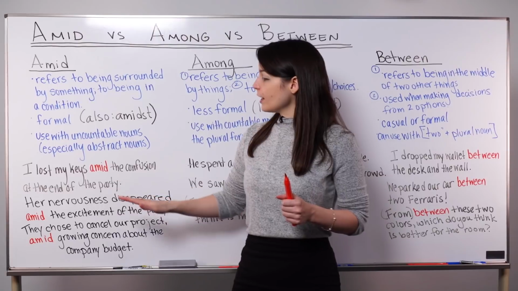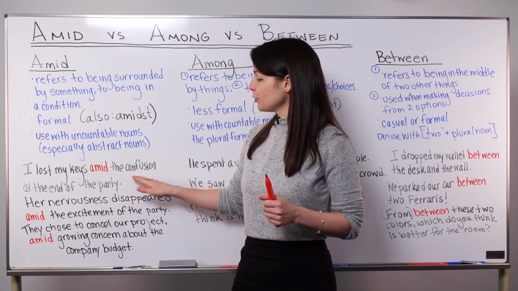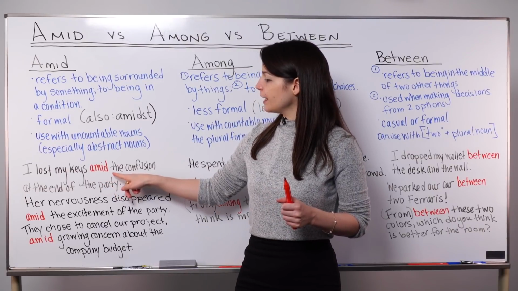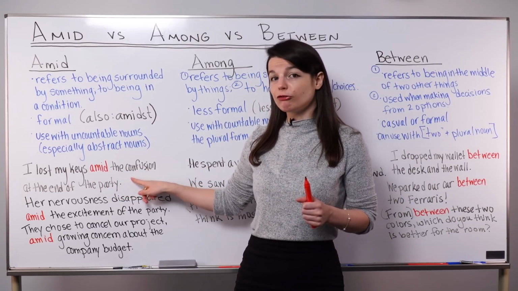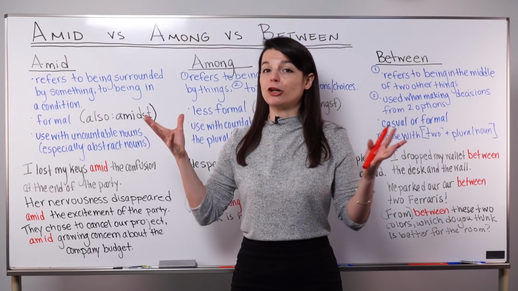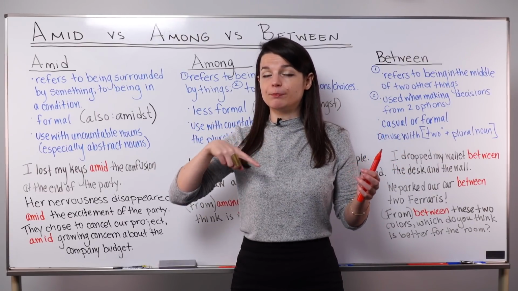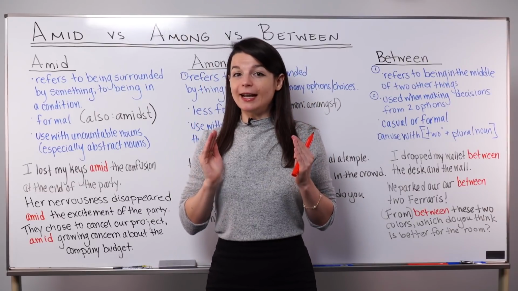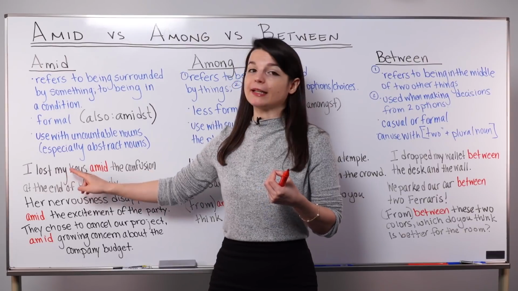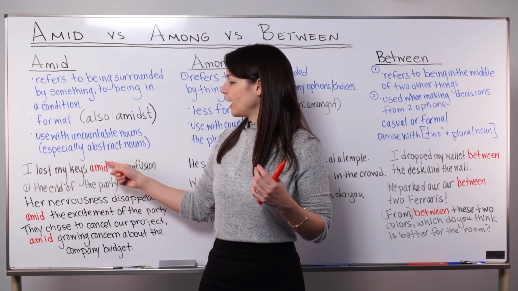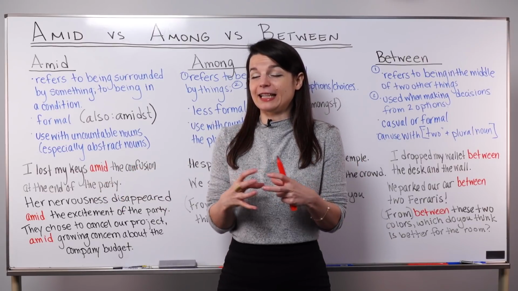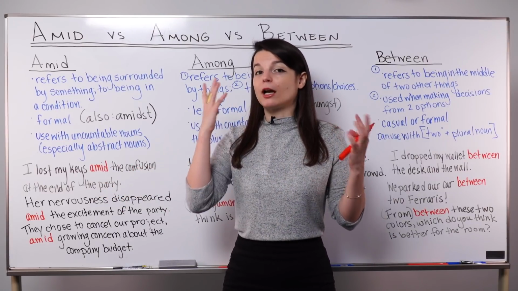First one. I lost my keys amid the confusion at the end of the party. So here, amid comes before the noun, the confusion. So confusion, this is not an object, this is an abstract noun, this is an idea, a confused condition. So we imagine being inside this confusing situation or this condition of confusion, I lost my keys. So we use it in this way. So it's like an abstract kind of concept. We're not talking about being inside a physical thing, but we're inside a concept.